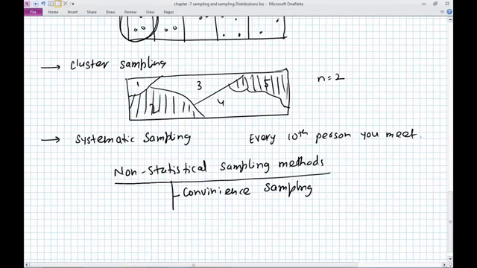Convenience sampling obviously is not a statistical sampling, but given the practicality or economics of taking a simple random sample, it will be very expensive really to take a simple random sample from every corner. It will not be practical. So people go for convenience to save time.